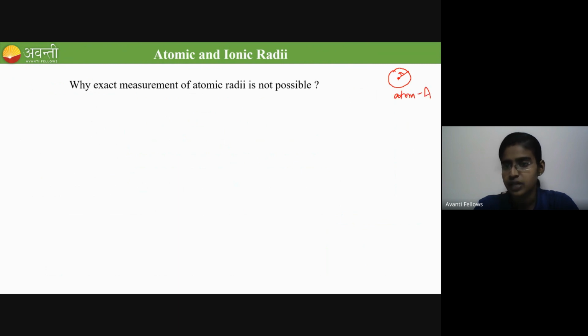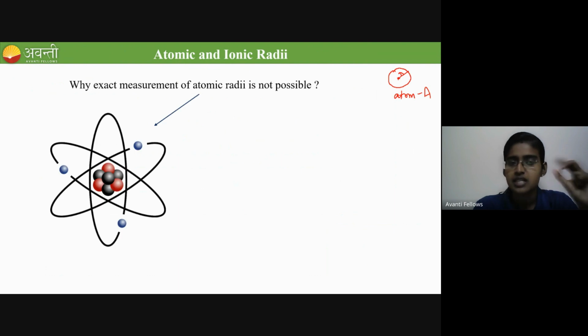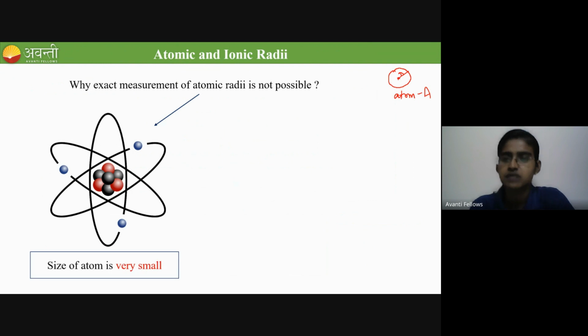This is atom A. Now, measuring the radius for this atom A is very, very difficult. The exact measurement of the radius of an atom is very difficult, and it is not possible also. Why is the exact measurement of atomic radii not possible? There are 2 reasons. The first reason is the size of the atom is very, very small.